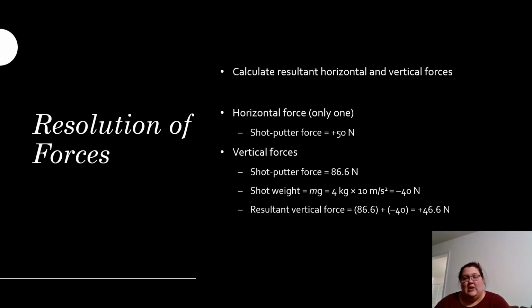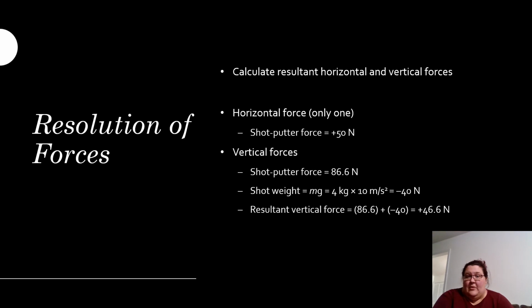Well, if we know that the shot put is 4 kilograms times 10 meters per second, and it's going to be finding us negative 40 newtons, and we know that the vertical force is going in the other direction, that means truly the only vertical force we're working with is 46.6 newtons. So even though the shot putter is applying 86.6 newtons of force, the shot put is going to fight them negative 40 newtons, which means our true force is only going to be 46.6 newtons. So that is just the resolution of forces.